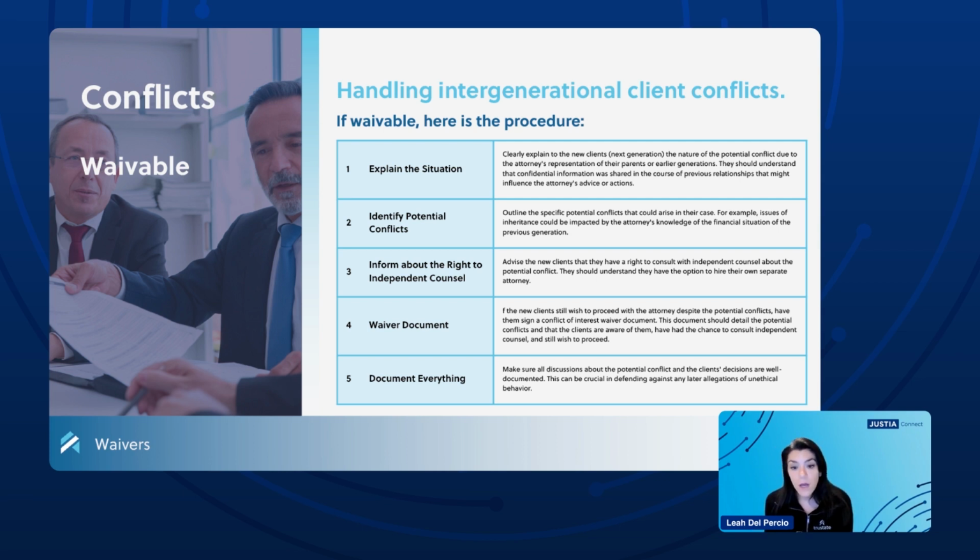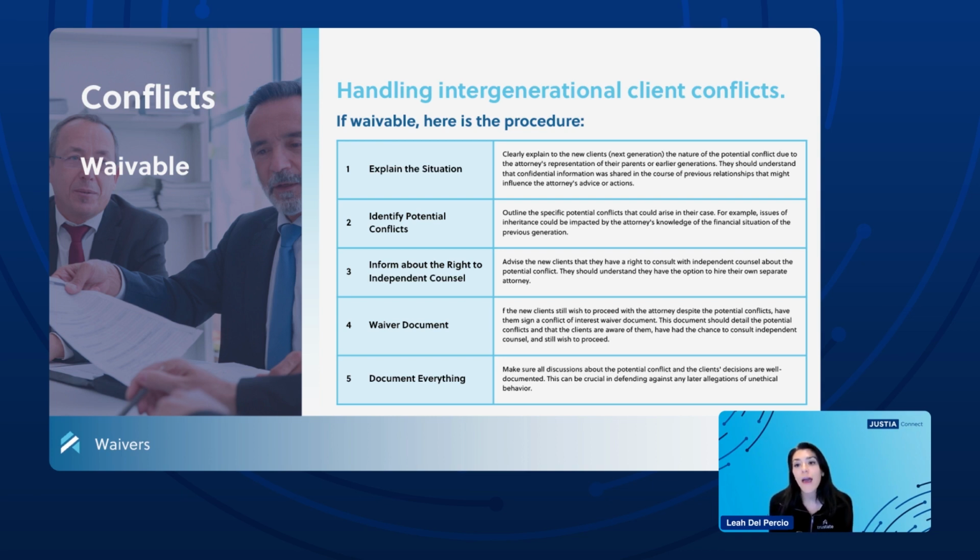The waiver document itself, obviously, you're going to want to prepare a document and memorialize this in writing. So if they still wish to proceed with you, have them sign this waiver document. Again, it should very expressly state this information about their right. Basically, if they sign this, you're saying that you consulted with independent legal counsel about this particular waiver specifically, and about my representation of these other family members of yours.